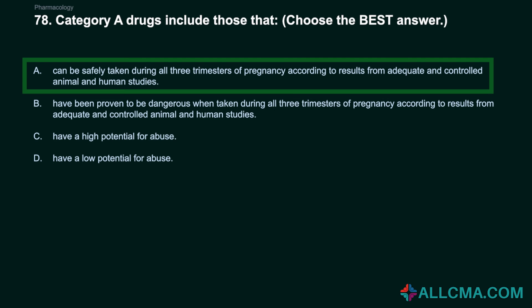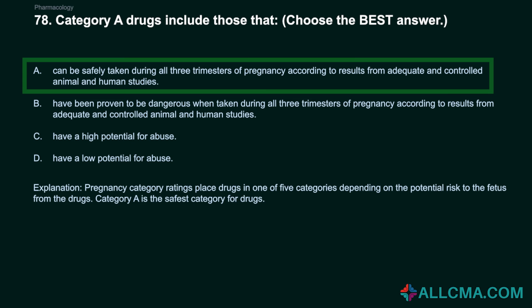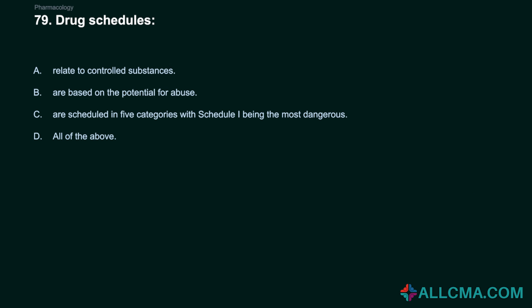Correct answer: A. Can be safely taken during all 3 trimesters of pregnancy according to results from adequate and controlled animal and human studies. Pregnancy category ratings place drugs in one of 5 categories depending on the potential risk to the fetus from the drugs. Category A is the safest category for drugs.